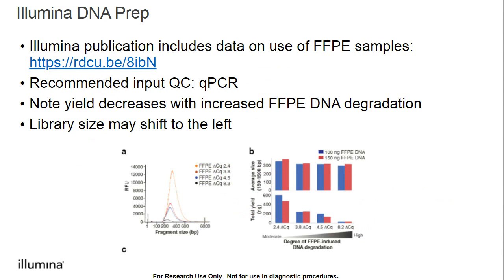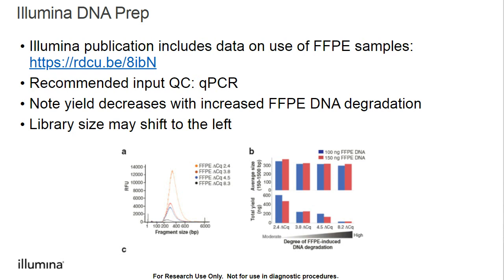So for Illumina DNA Prep, formerly Nextera Flex, while it's not officially recommended for use with FFPE samples, I recommend checking this publication linked here. This was a publication put out by our Illumina development scientists that demonstrates that we can, in fact, use this tagmentation-based library prep kit for FFPE samples, as long as we understand some considerations when we're working with this sample type.